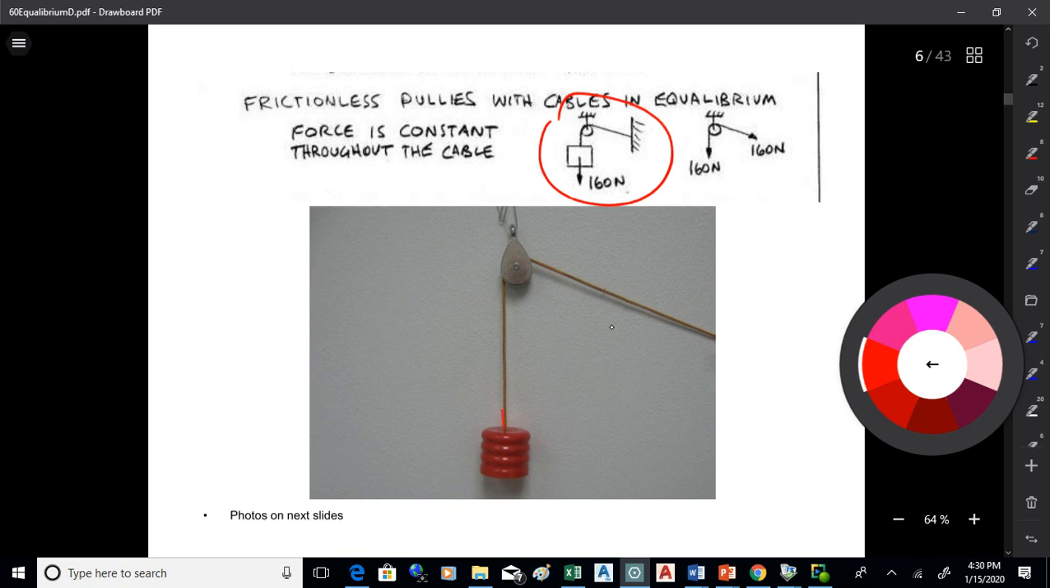So if this thing weighs 160 newtons, and we want to draw a free body diagram of the pulley, that cable will be pulling in both directions with 160 newtons. That way it won't move. It's in static equilibrium. Okay. So that's the assumption that we make with pulleys.